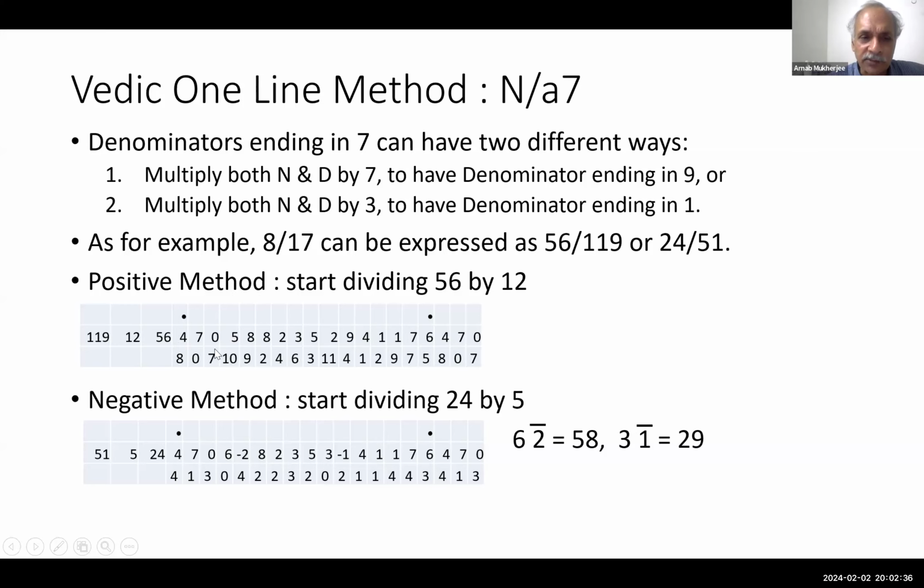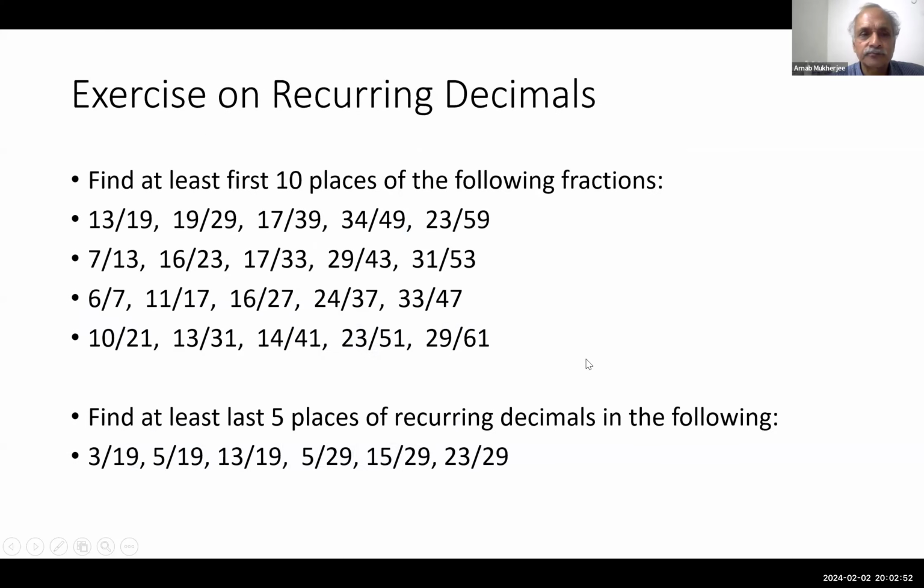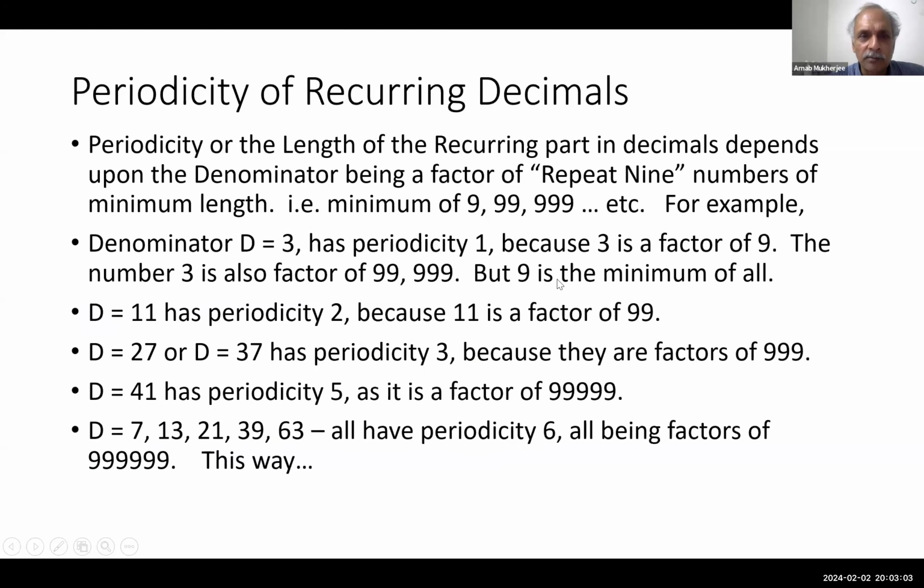This is also your task. You just repeat this yourself on your paper. You write 56 and start dividing by 119, or 24 and divide by 51 with the negative method. You get it like this. Okay. So regarding decimals, these are the tasks given to you. Some of them, at least, you can do.